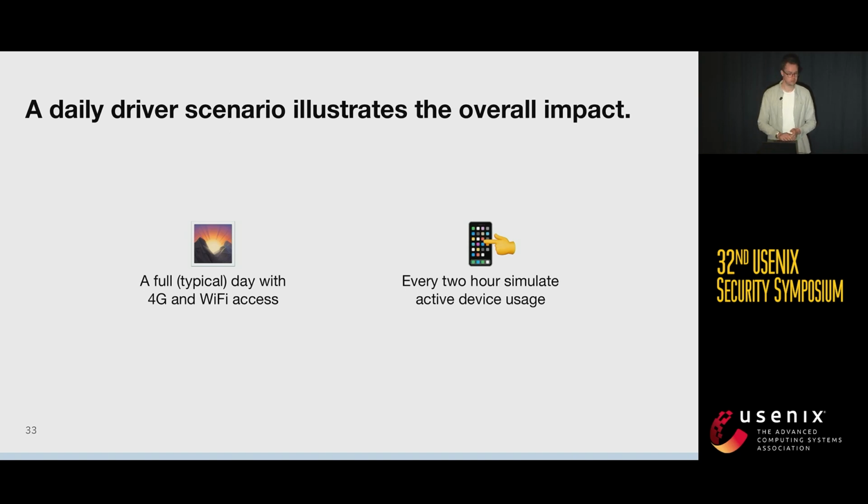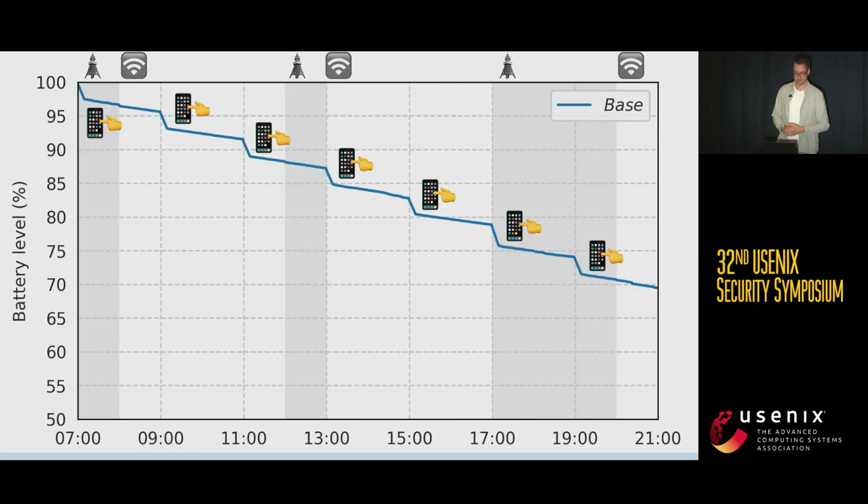And finally, what we did is we tried to simulate a typical day where the smartphone connects to Wi-Fi and 4G, and every 2 hours we simulate some active device usage. So in this chart, you see a burn-down chart of the battery charge. We're starting at 100%. The gray areas are connection to 4G, and the white areas are connection to Wi-Fi. And wherever you see the big drop, that's where we actually use the smartphone actively for 10 minutes.